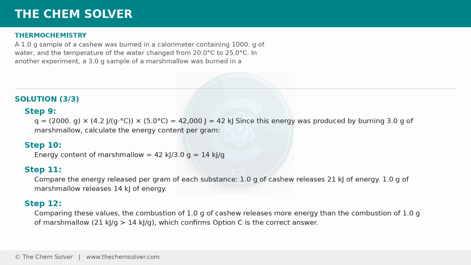Compare the energy released per gram of each substance. 1.0 gram of cashew releases 21 kJ of energy. 1.0 gram of marshmallow releases 14 kJ of energy. Comparing these values, the combustion of 1.0 gram of cashew releases more energy than the combustion of 1.0 gram of marshmallow. 21 kJ/g is greater than 14 kJ/g, which confirms option C is the correct answer.